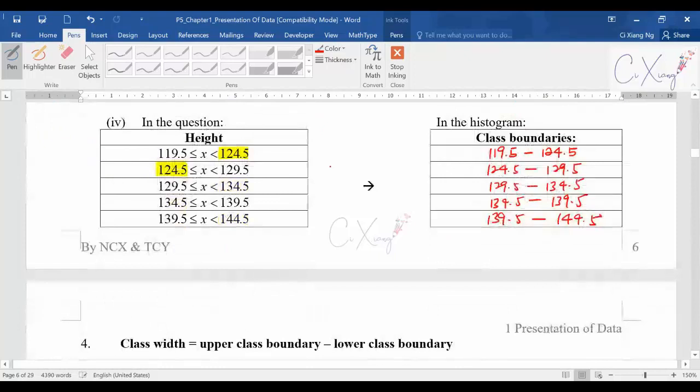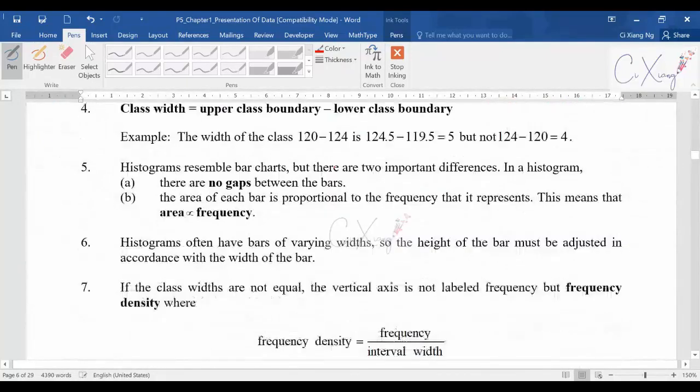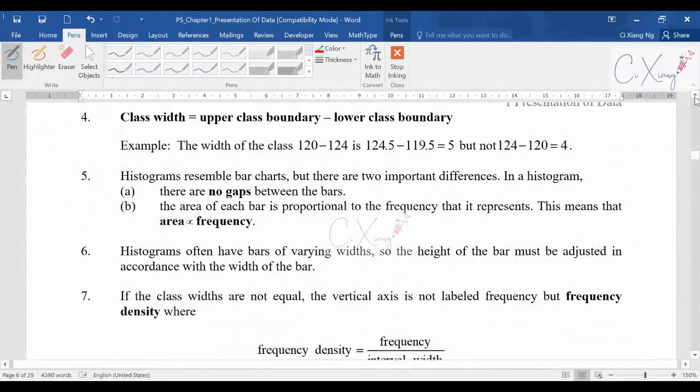Okay, next one. When we want to draw the histogram, or maybe when we want to do some calculation, generally you need to know the meaning of class width, or usually called width. So the class width formula is upper class boundary minus lower class boundary. I think you need to have this formula and try to remember it.